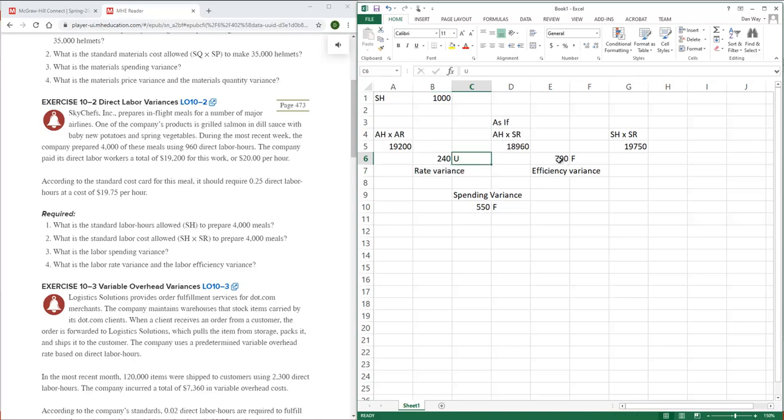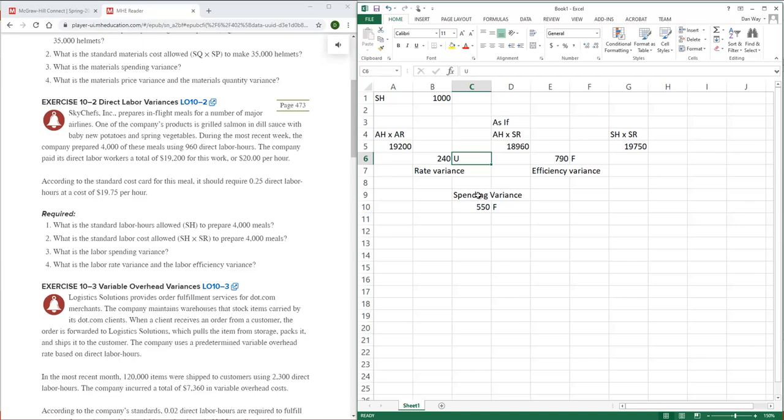And we could think about the same thing in terms of efficiency. 960 labor hours is what we actually had folks working to prepare meals. The standard hours were 1,000, so that efficiency variance is going to be favorable. We used less hours than we thought we would.